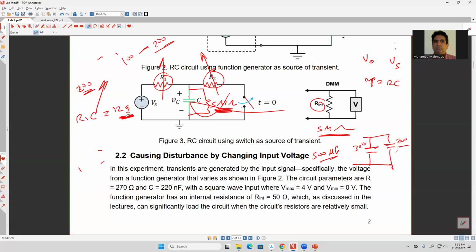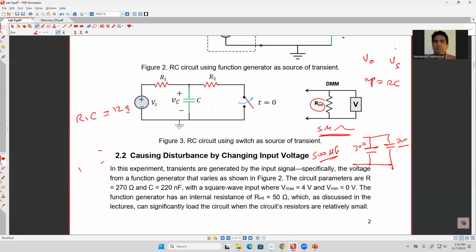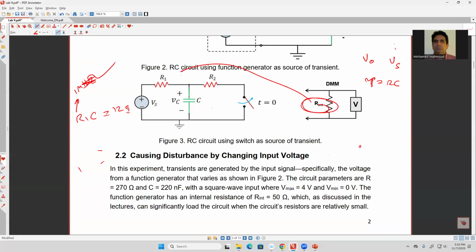Another case, what you can do here, if you don't want to make it this way, for example, if you select R1 here, it's going to be something like 1 mega ohm or something like that. Now you have to take into account R, because now this will have impact in the circuit. So the question is, how can you take it into account when this resistance is close to these two resistors? It's not much bigger. Okay. So in this case, what's going to happen here?